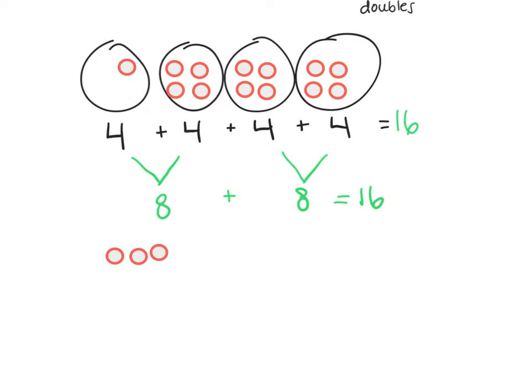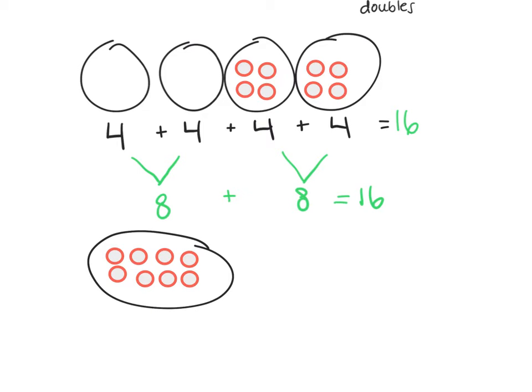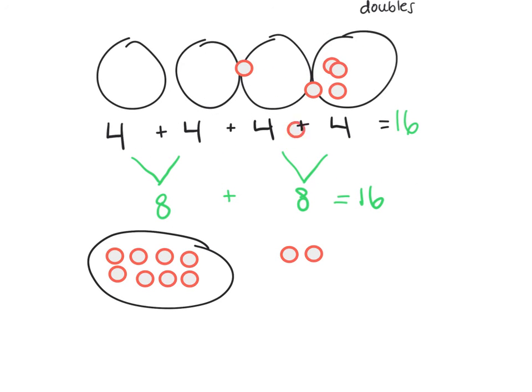1, 2, 3, 4, 5, 6, 7, 8. Here's one group of 8. And actually, I'm going to do it with black so it looks kind of the same. And then over here, 3, 4, 5, 6, 7, and then 8.